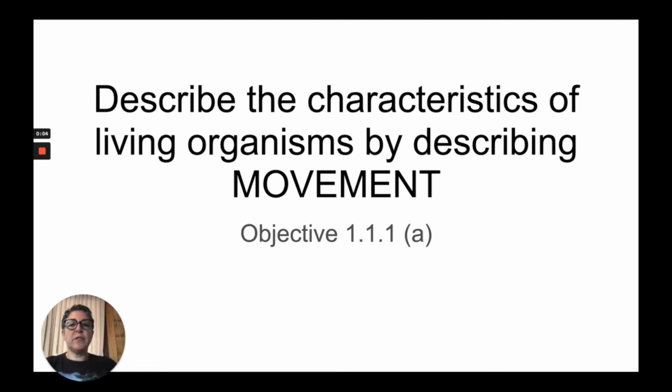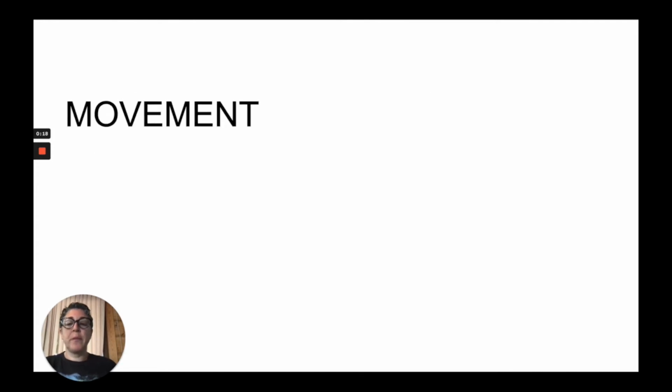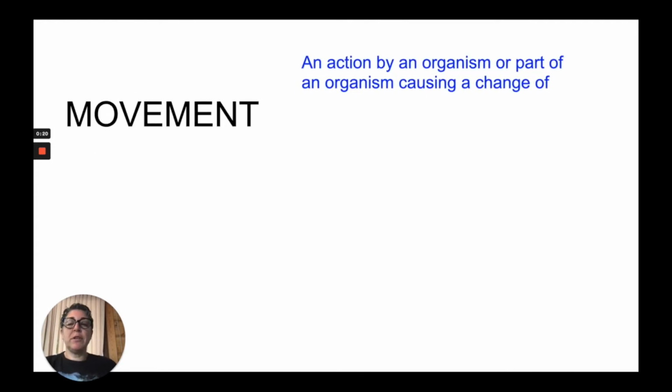This video covers the IGCSE Biology Objective 1.1.1a on the 2025 CAIE syllabus to describe the characteristics of living organisms by describing movement. So first of all, what is the definition of movement?